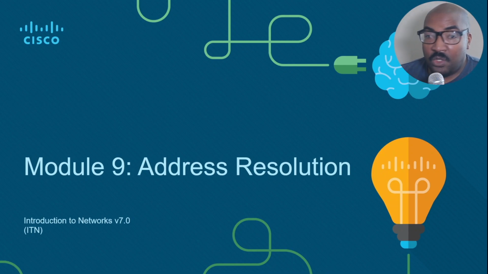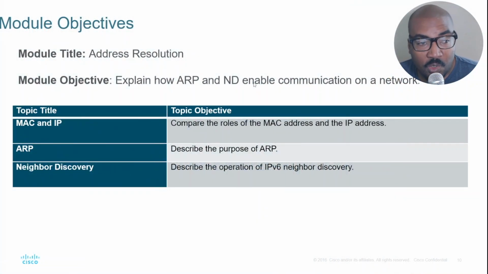Whenever you hear this sound, I want you to think of ARP. It'll make more sense a little bit later as we get going here. So welcome. In this module, we're going to explain how ARP and ND communications work on the network, MAC and IP addresses. Compare the roles of MAC addresses to IP addresses. We're going to describe the purpose of ARP, which stands for Address Resolution Protocol. And then we're going to look at neighbor discovery, IP version 6.